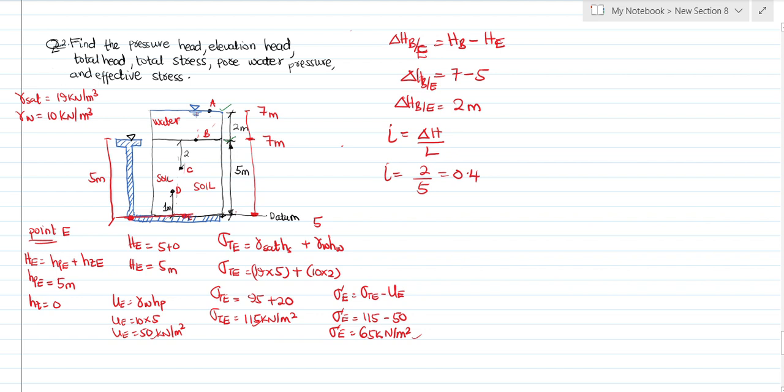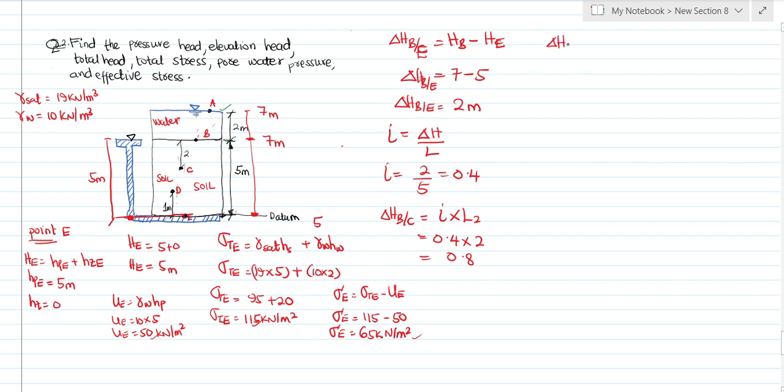So every meter there's a loss of 0.4. Now the direction is from here to here. So when it moved 2 meters from B to C, what was lost? So I want the head loss from B to C, which is 2 meters, which is equal to the hydraulic gradient times the length, which is 2. So the hydraulic gradient was 0.4, the length is 2. So we are going to get 0.8, right?